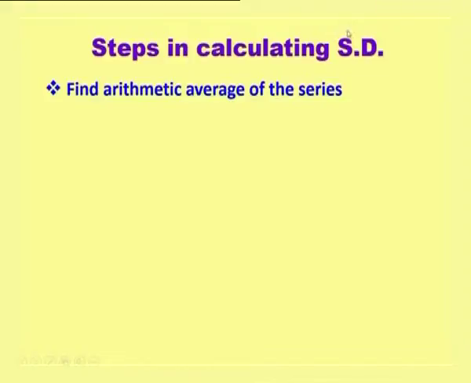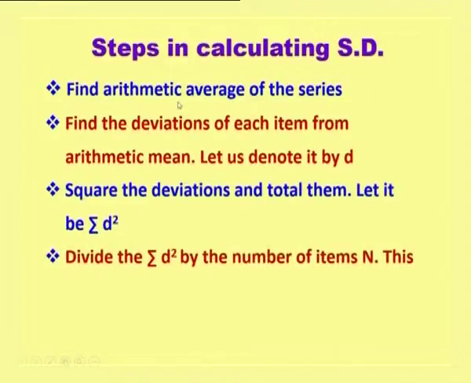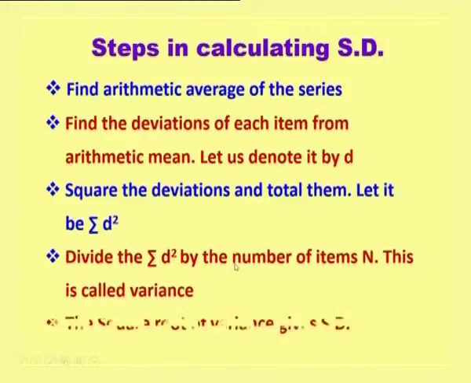Now, what are the steps in calculating the standard deviation? We have to find out the arithmetic average of the series and find the deviations of each item from the arithmetic mean. Let us denote it by D, square the deviations and total them. Let it be summation of D square, and divide the summation D square by the number of items. This is called the variance, and the square root of the variance is called the standard deviation.